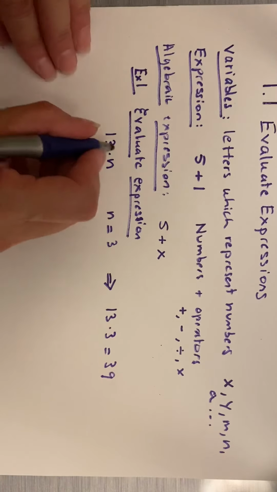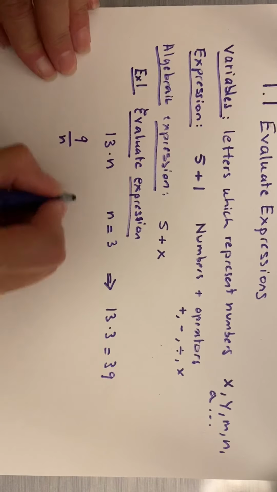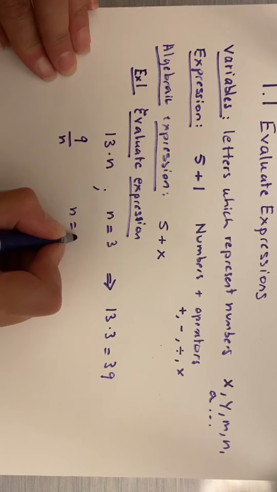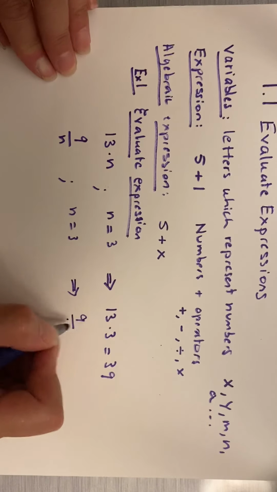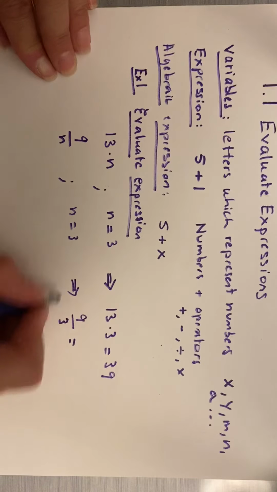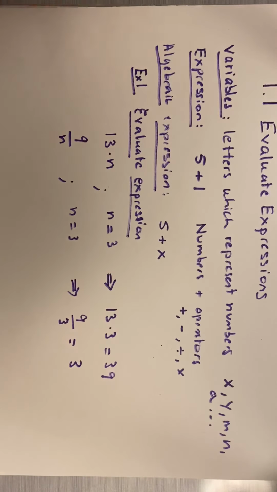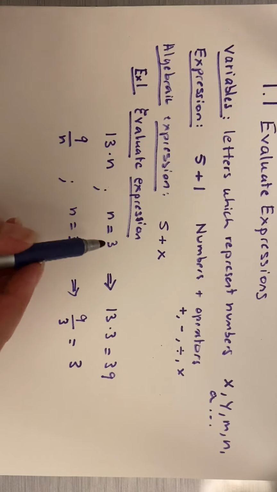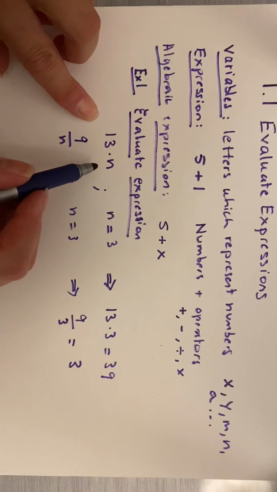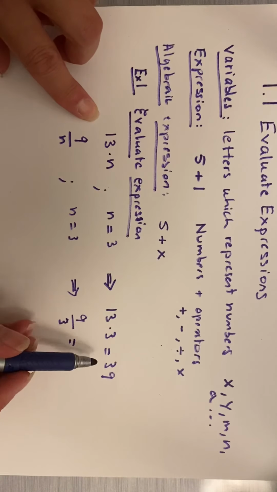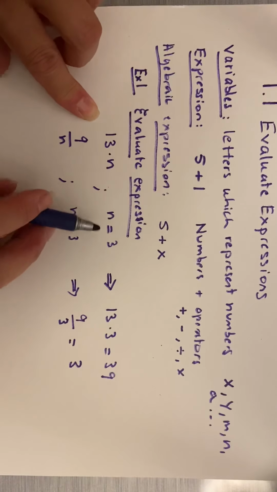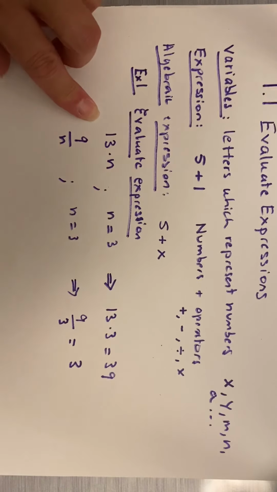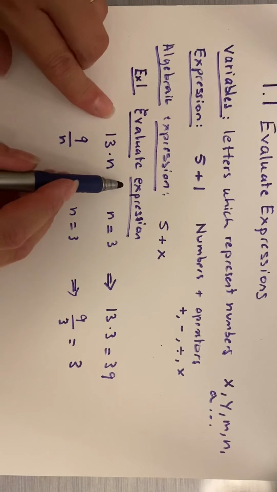Similarly, if you're told again to evaluate 9 divided by n, where n equals 3, then you know that 9 divided by 3, which is n in this situation, is 3. So evaluating an expression is putting a number in for the variable and telling what the answer is if that variable is, in this case, the number 3. We could try the number 2, we could try the number 1, but right now they've specified evaluate this when the number is 3.